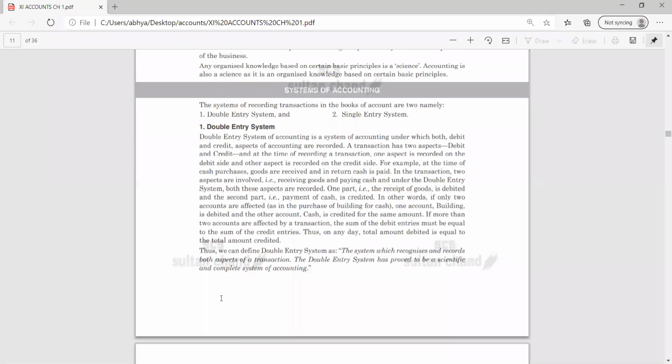So each transaction has two aspects. One aspect is the debit aspect and the other aspect is the credit aspect. While doing the accounting, both the aspects are recorded, whether it is the debit aspect or the credit aspect. For example, you have deposited money in bank. Which two accounts are involved in this transaction? Which account is increasing and which account is decreasing?